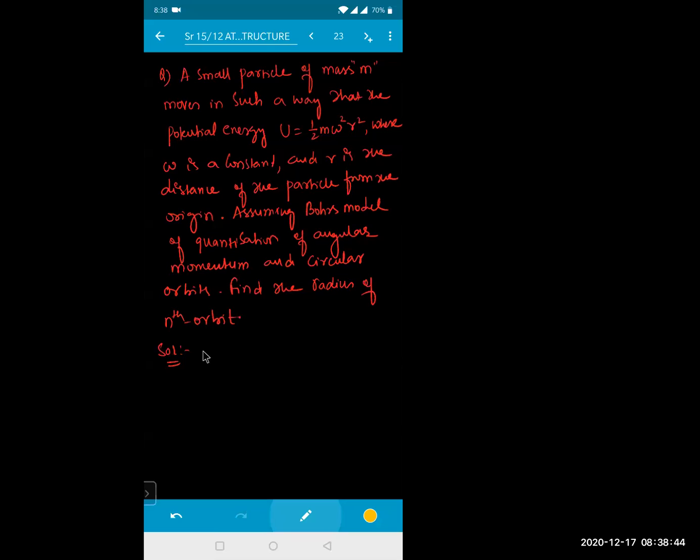So, how do you calculate the energy? Given, U is equal to half into m into omega square into r square. So force will be equal to how much? F is equal to, from the first year chapter, minus dU by dr. Potential gradient is nothing but the force. So that is equal to minus d of U, where U is half m omega square r square, divided by dr.